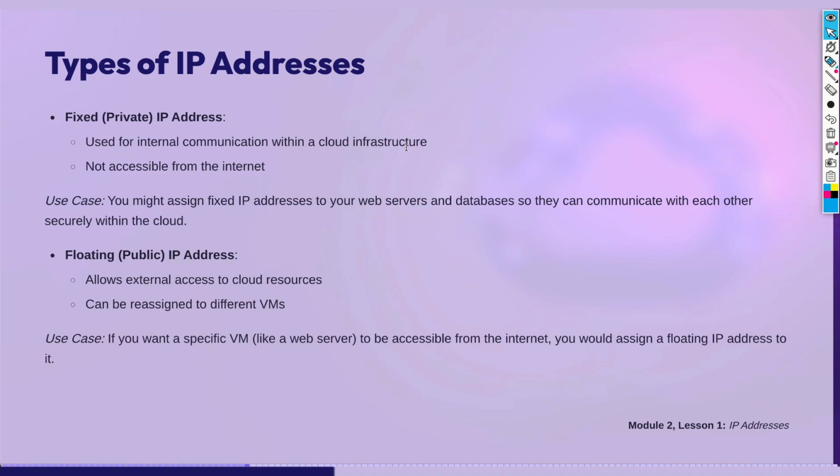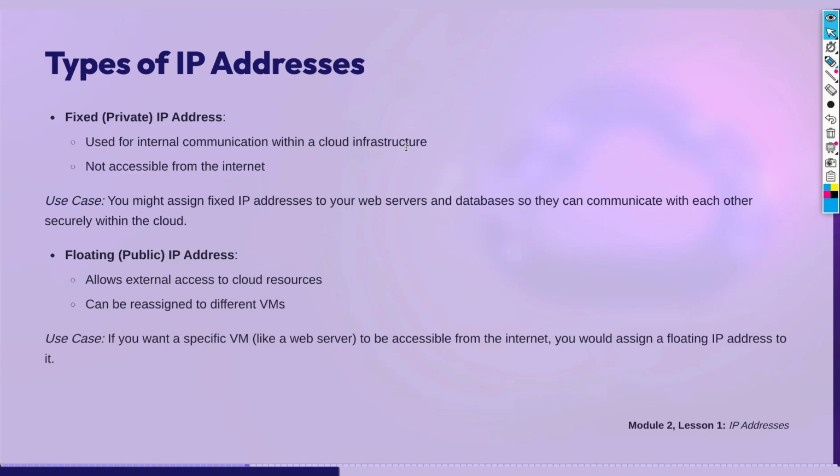Next up, in cloud environments, there are 2 main types of IP addresses. The first being the fixed or the private IP address. So these are used for internal communication within your cloud infrastructure. Private IPs are not accessible from the internet and are typically assigned to your internal resources like databases or backend services that you don't want to expose to the internet.